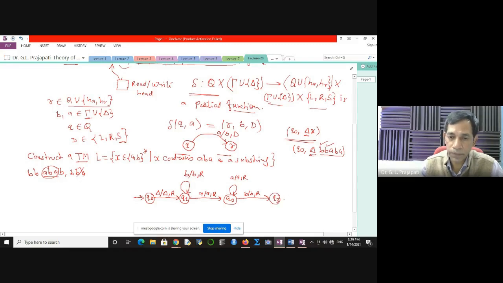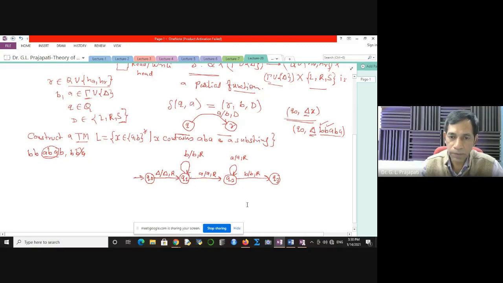Whenever you are at the Q3, you may have the input B again. Once the input is B, then what you need to do? You have to come to the state Q1 again, because you need to search the pattern again. So from the state Q3 you should come to the state Q1, and while coming to the state Q1, for the case of B, replace B with B and go to the R. So again you are interested in searching. If you have the B again, then you remain in the same place. If you have the A, then you go to this place, then B, go to this place.